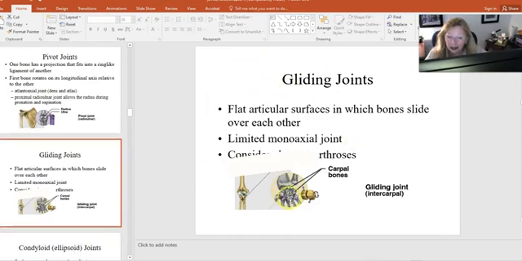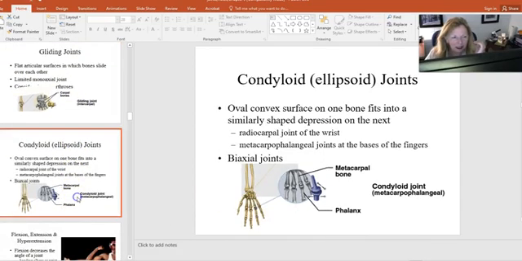Gliding joints: it's hard to imagine, but these tiny little irregular bones of the carpal bones in the wrist and the tarsal bones in the feet, it doesn't look like there'd be much movement, but there is some movement. It's kind of limited, but there is movement here between these carpal bones, as an example.